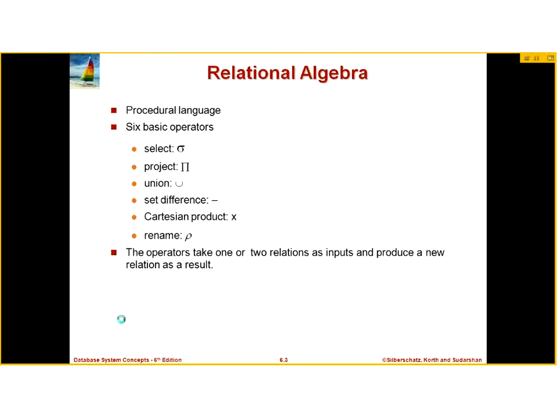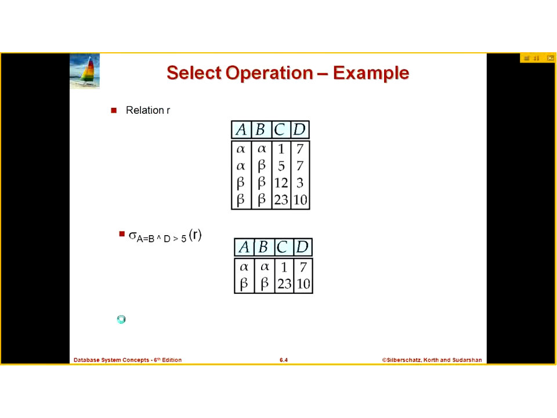These operators take one or two relations as inputs and produce a new relation as output. Now, I hope you are familiar with the relation, and if I'm saying relation and if I'm saying table, it means the same. So let's talk about each of these operators one by one. First, the selection operator.